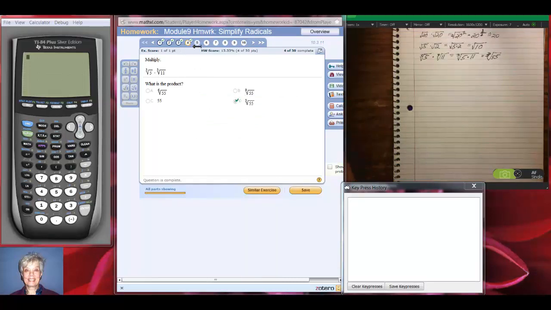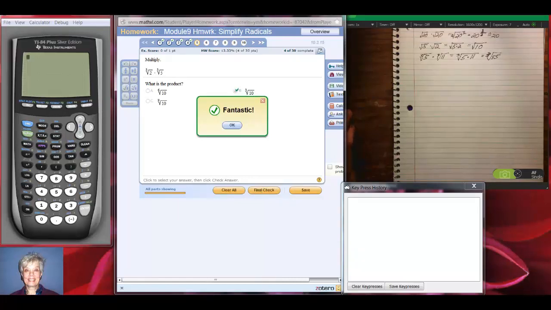So let's move on to number 5. Well, here we have another one, the cube root of 2 times the cube root of 5. They're both cube roots, so we combine them. That'll be the cube root of 2 times 5, which will be the cube root of 10. Yes. You do that when you have the same index out there. You just combine them.